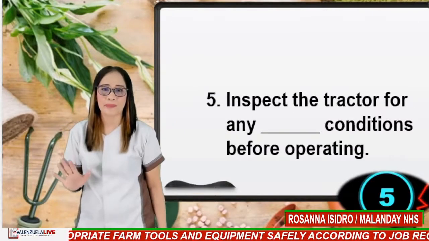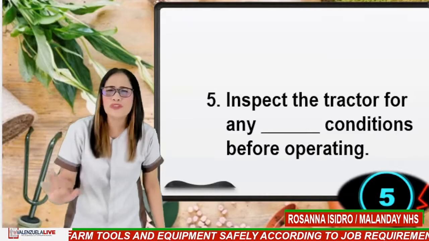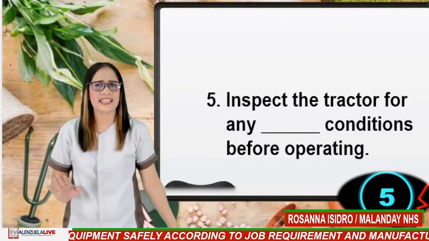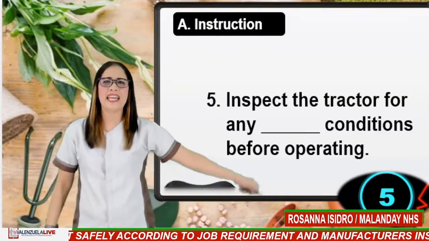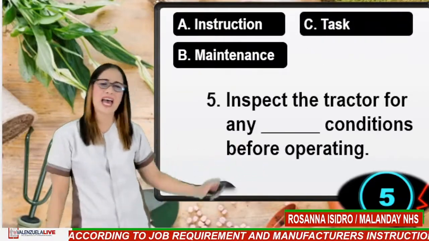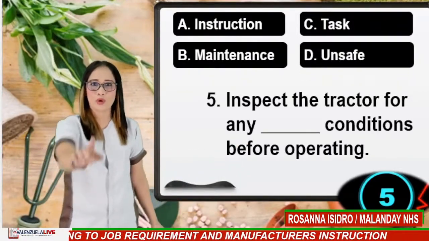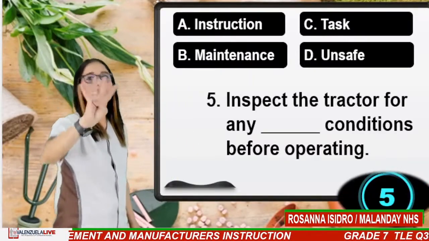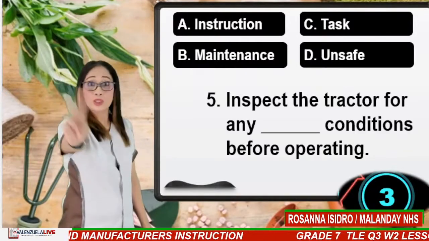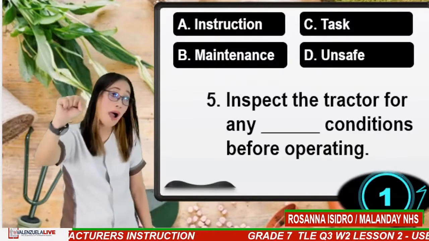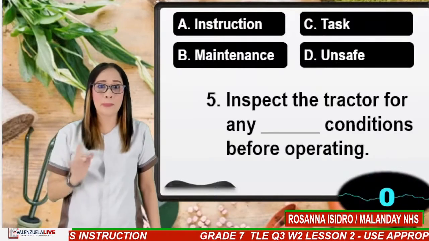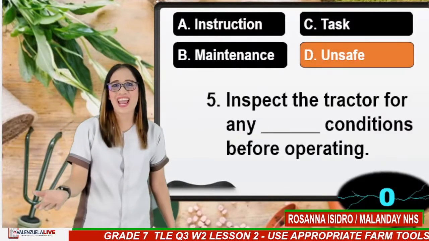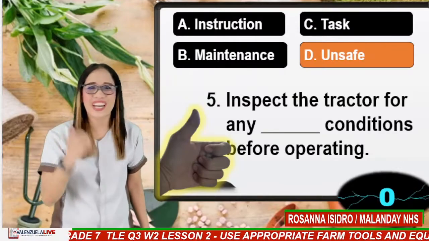Number 5. Inspect the tractor for any blank conditions before operating. A, instruction. B, maintenance. C, task. Or letter D, unsafe. Your time starts now. Time is up. If your answer for number 5 is letter D, unsafe, that was so great.